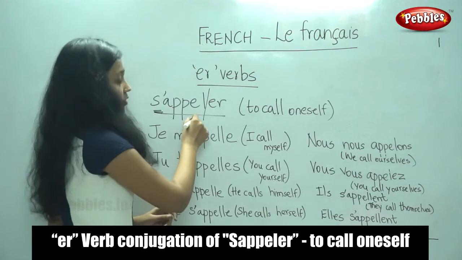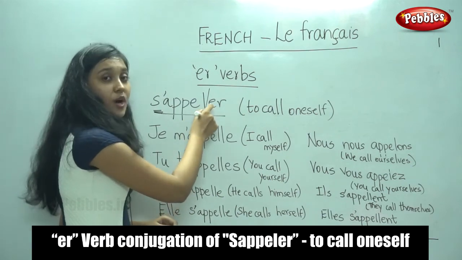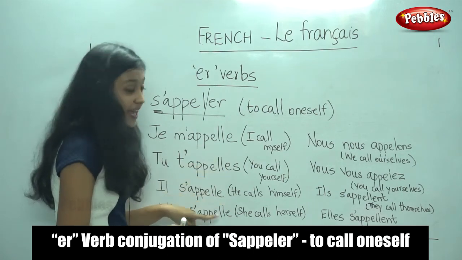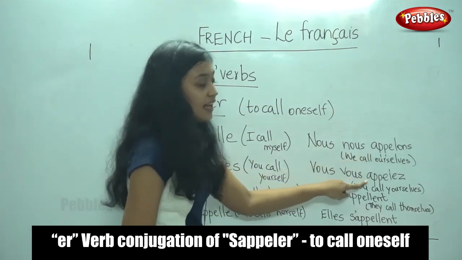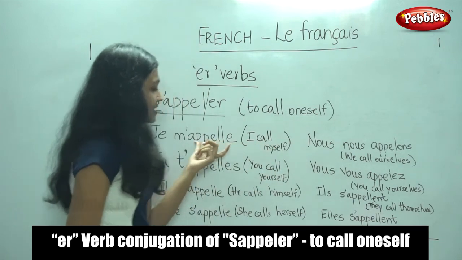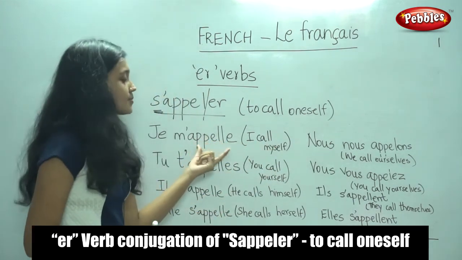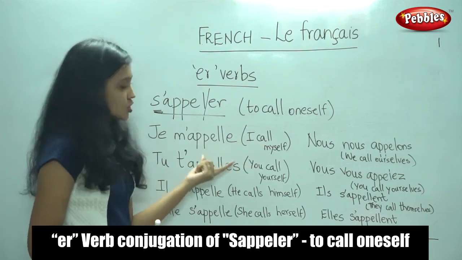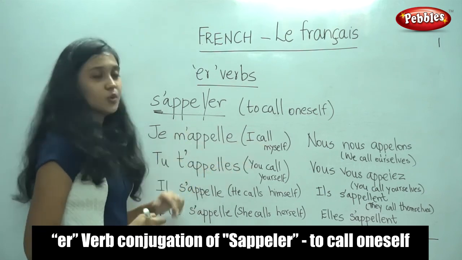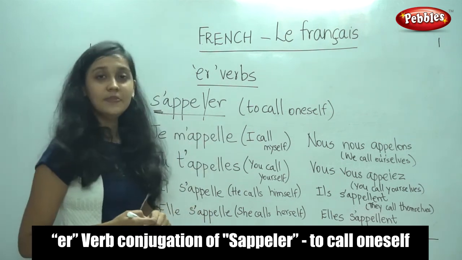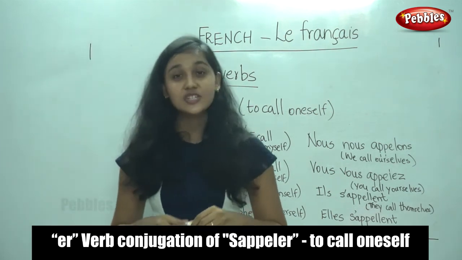However, in the infinitive, there is only one L. In the conjugation, there are two L's, except for the nous and vous conjugation. So just note the change in the spelling. The endings are the same. There is a small change in the spelling. So kindly note that. So I think you are now thorough with all the ER verbs, including this verb, s'appeler. So shall we move on to the next verb?